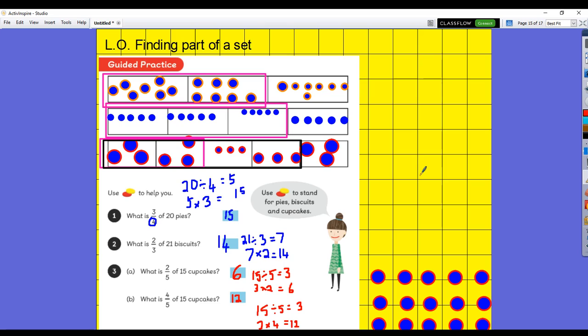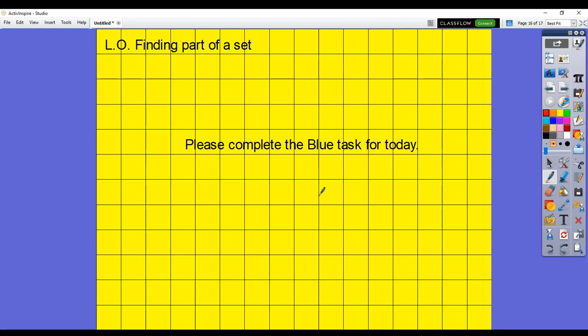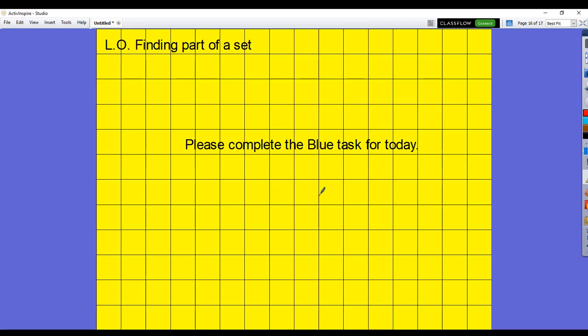Okay, so you need to use your counters like you were doing yesterday, or your objects, whatever you have, to help you. Okay, so please complete the blue task for today, and if you have any questions at all, then please send me an email and I'll be able to help you.